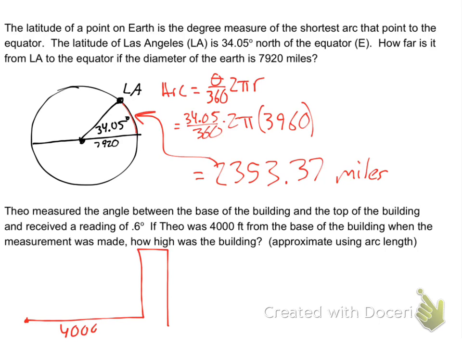He looks to the top of that building, all the way up there, right? With a degree measure of what? 0.6. It wants to know the height of the building. Would you guys agree that this would actually be a pretty large circle? It's got a radius of 4,000 feet. That's a big circle.